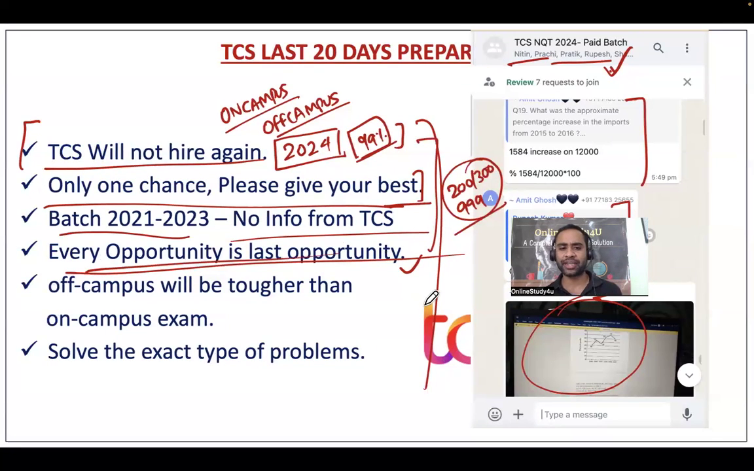Treat this opportunity as the last opportunity and give your best, right? Daily you have to practice aptitude, reasoning, coding, everything. Off campus will be tougher than the on campus exam. I already told you, but I wanted this to fit in your mind. So don't talk to someone who got selected on campus, they will tell you that off campus will also be like that. No, solve the exact type of problem.